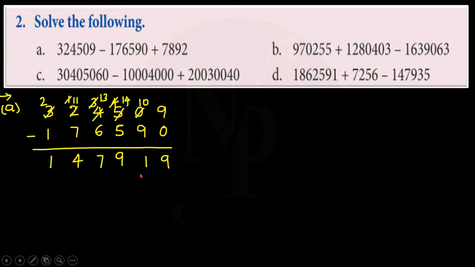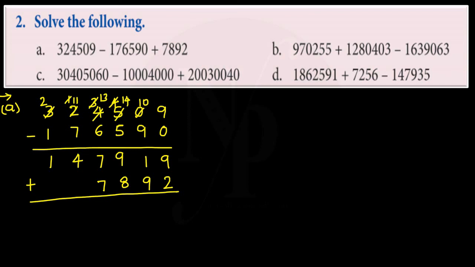Let us add this 7,892 to this number. So I will write down plus, I will start from the thousands place here because the number has only 4 digits, 7,892. This is what we mean by writing down the numbers according to their place values while adding and subtracting.